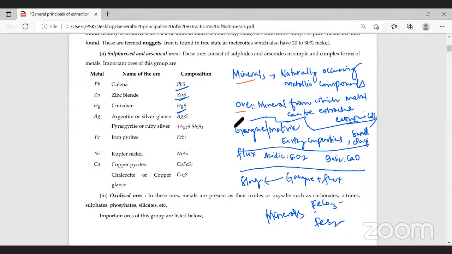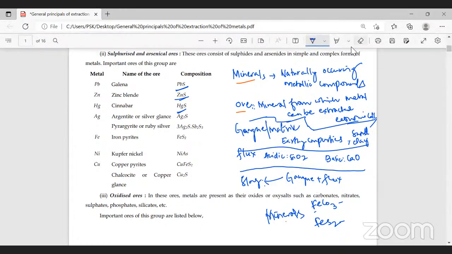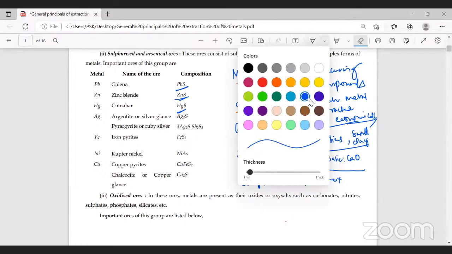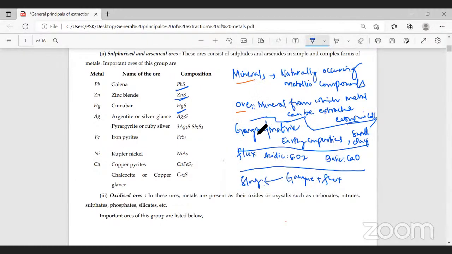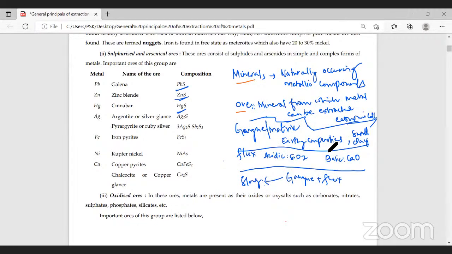Now, an ore is a mineral from which metal can be extracted economically. I gave you an example for iron. Iron contains 4 minerals, from which one is used to extract iron. Therefore, iron oxide, Fe2O3, is called an ore of iron. And next, gangue particles. Gangue particles are nothing but earthy impurities like sand, clay, dust, etc.